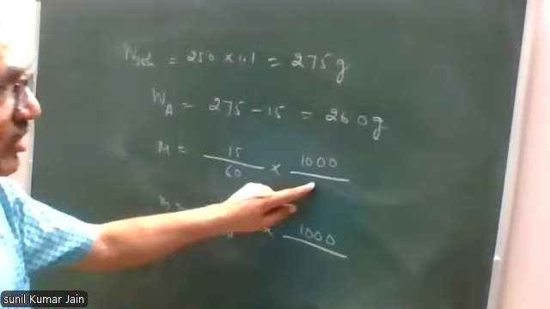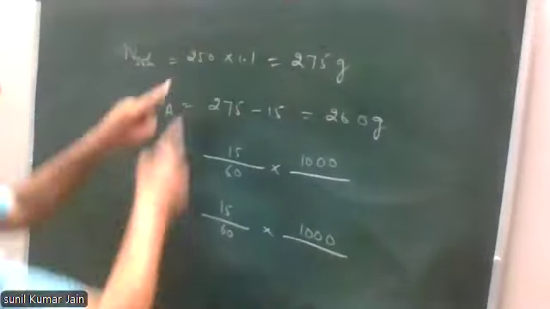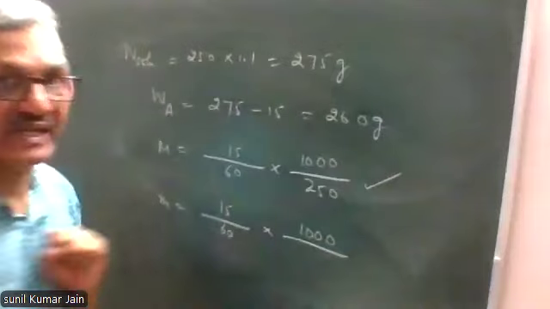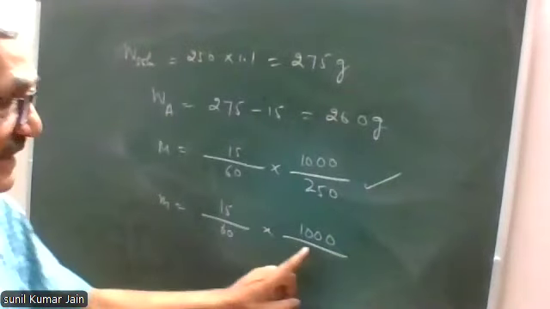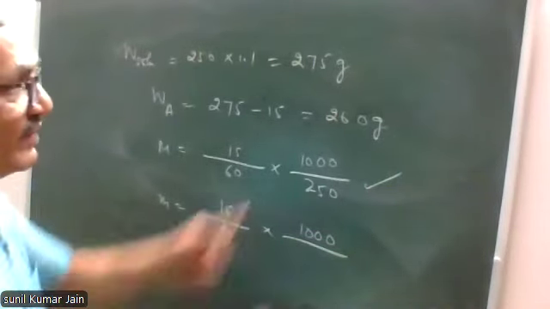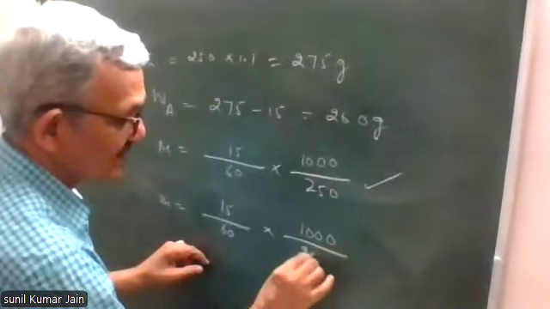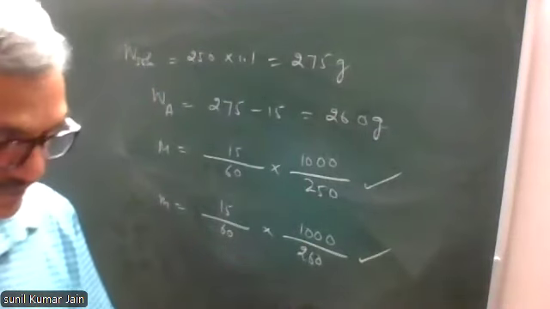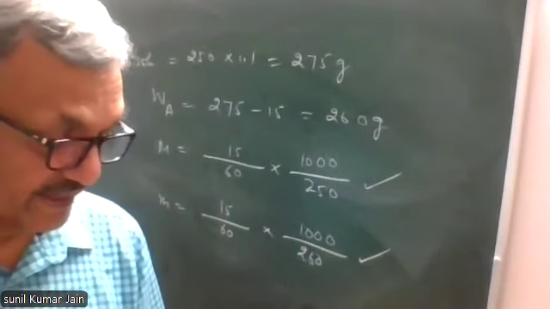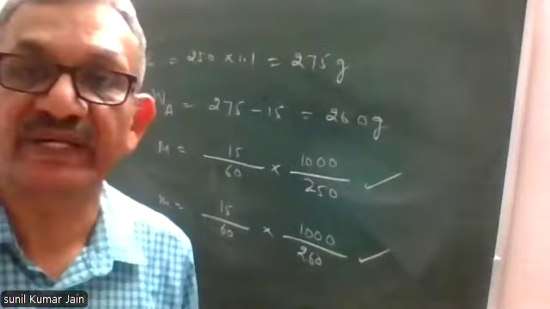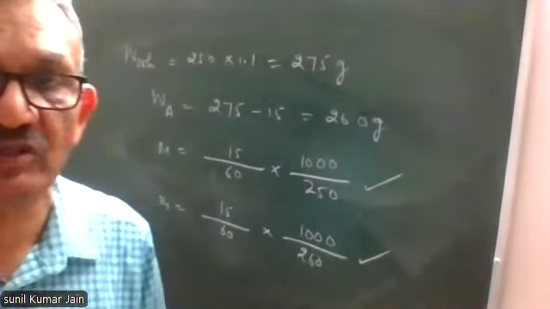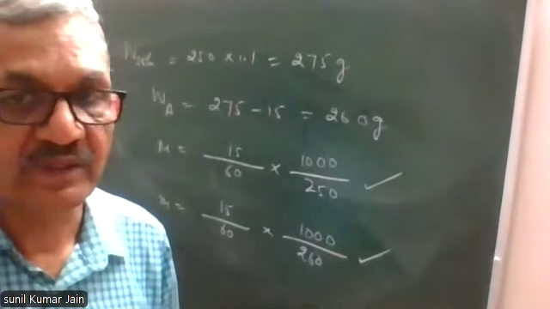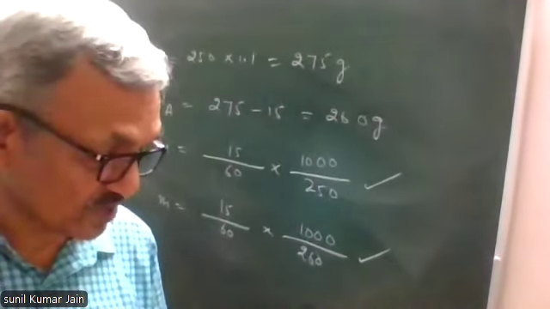Now in molarity, the denominator is the volume of solution. Volume of solution is 250. This is one answer. In molality, the denominator is the weight of solvent. Weight of solvent is 260. This is the second answer. Then the seventh numerical we did in the class also. When I was teaching about normality, we did that in the class, exactly the same data, so that you can see notes.